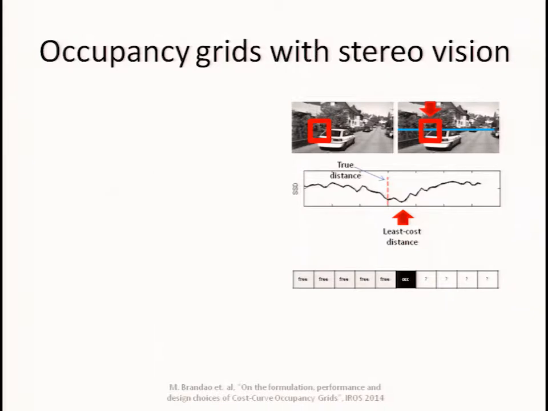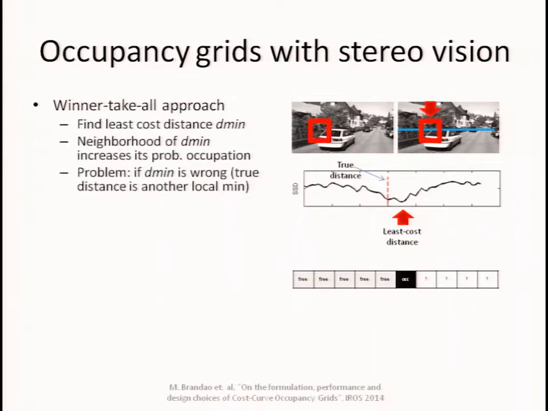What occupancy grids do is that they divide the space into occupied and free space from these measurements. So this is usually done in a winner-take-all approach. So you find the least cost distance and you discard all other distances and you just increase the probability of the occupation of the grid around this minimum cost distance. The problem is if this distance is wrong, you're discarding the true distance, which could be in another local minima, for example.